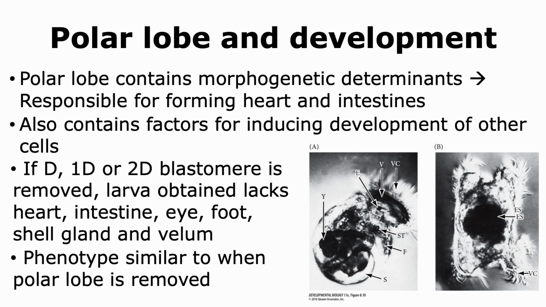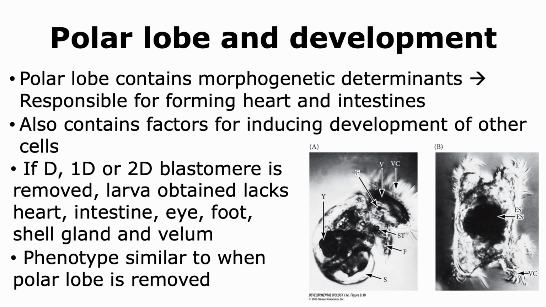Since the polar lobe is associated with the D blastomere, if we remove the D, 1D, or 2D blastomere, the larvae that develop lack the heart, intestine, and other structures like the eye, foot, shell gland, and the velum. And this is what is seen in the figure.